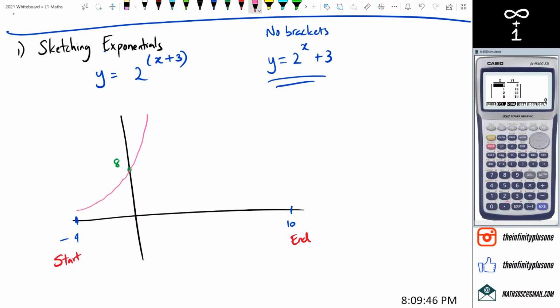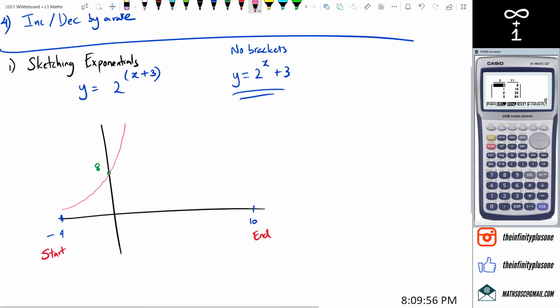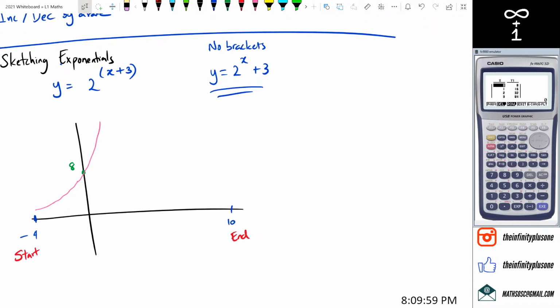Okay, let's imagine that you suddenly forgot how to use this graphics calculator and you're like, oh man, I know Infinity Plus One talked about this, but I can't remember it. The other way you could do it is to create your own table. I'm going to put down X and Y, and I'm going to choose my start values: -4, -3, -2, -1, and so on. That's another way you could do it as well.